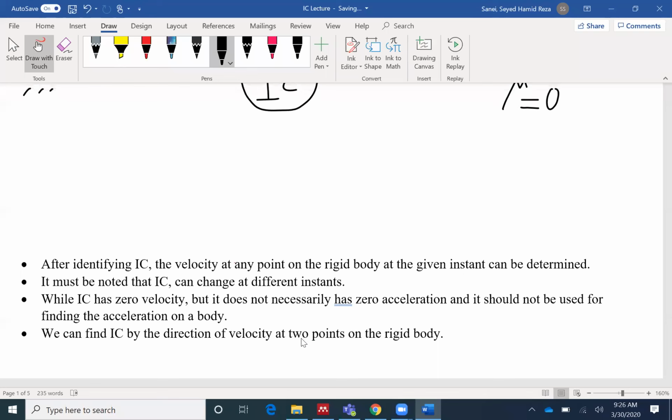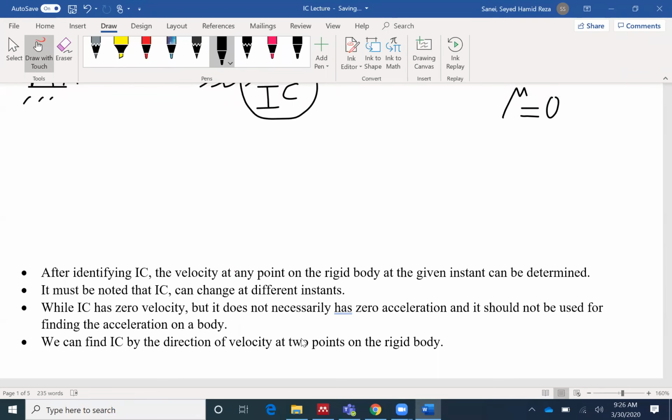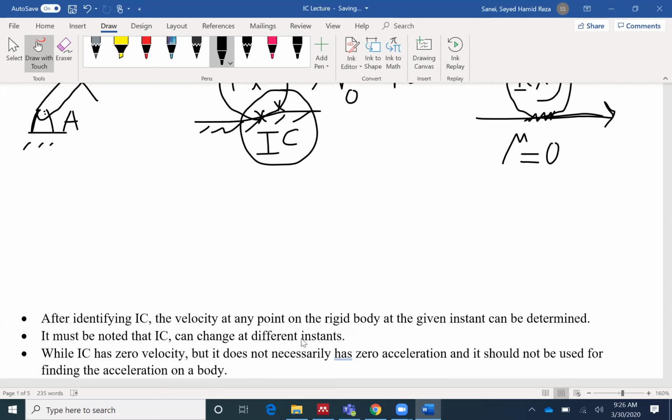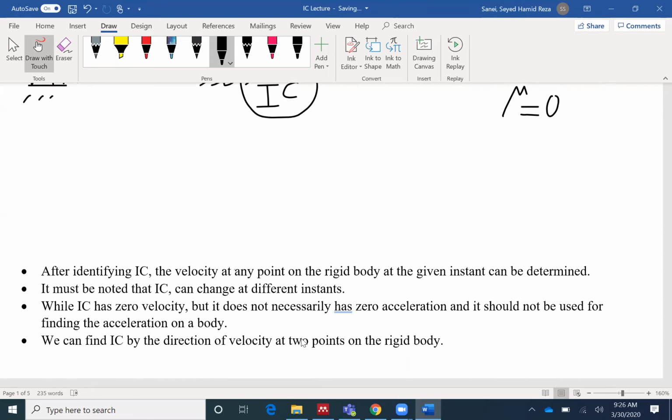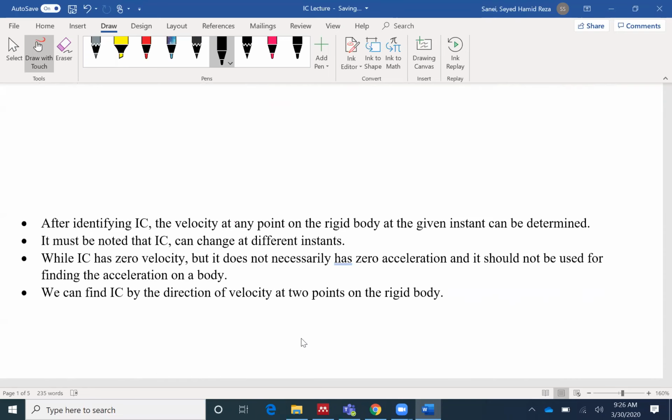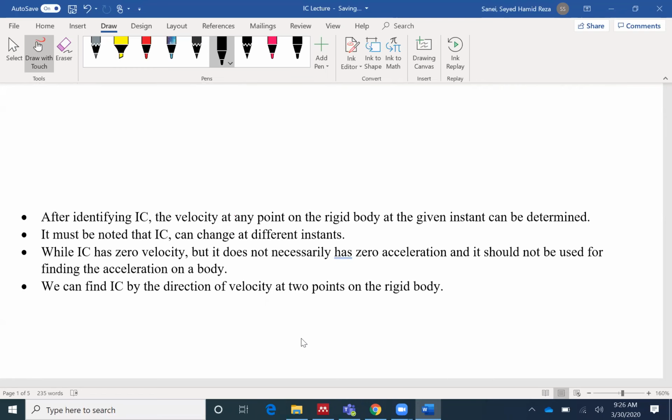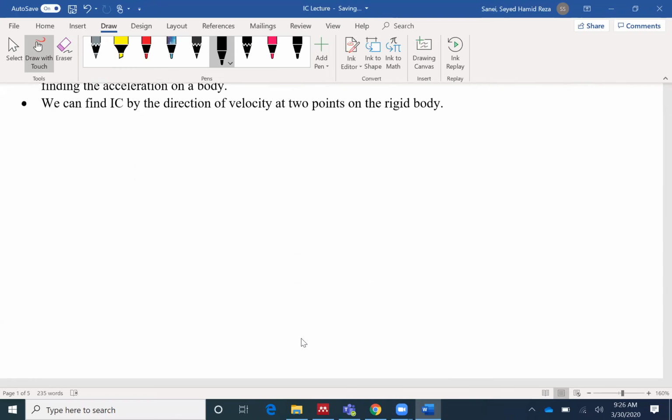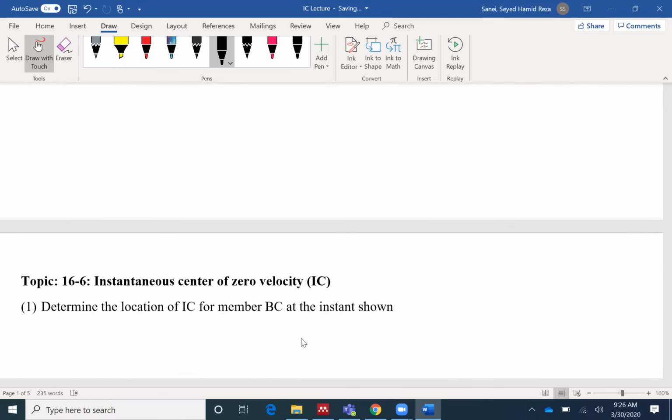And now, how can we find that instantaneous center of zero velocity? We can find this center if we know the direction of velocity at two points on the rigid body. Let's review that. Let's look at some examples here.